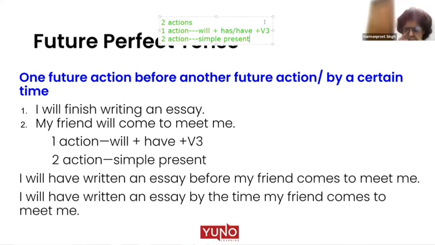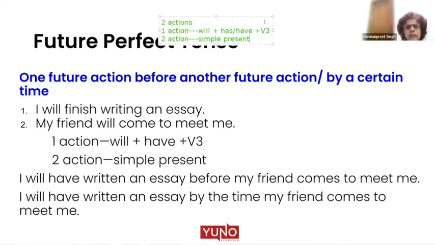Always. Okay. So one of the important functions of future perfect is that it not only talks about two actions which are going to happen in future, but it also shows the sequence. Very clearly it tells us what happened first, what happened later.